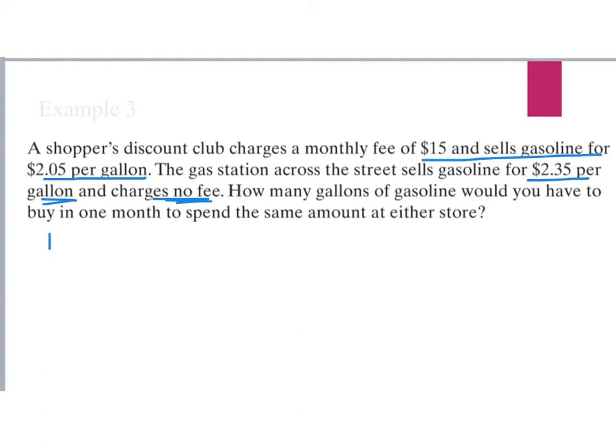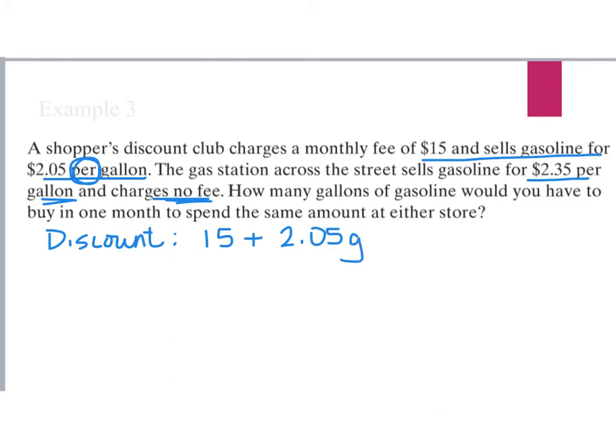So I'm going to put our discount club, which is the first gas station. We're going to find out their cost, and we can see that you're going to spend $15 plus $2.05 per gallon. And again, I have that word per, so that means I'm going to have 2.05, and I'm going to use G for gallon.